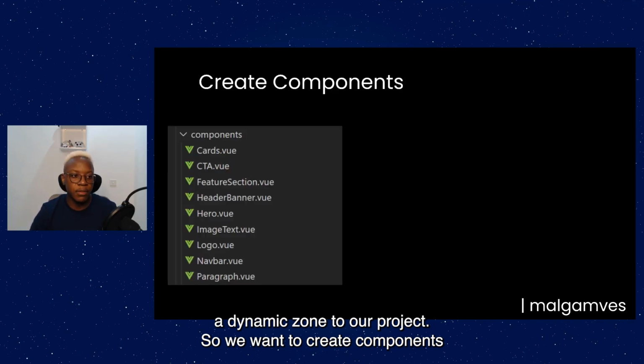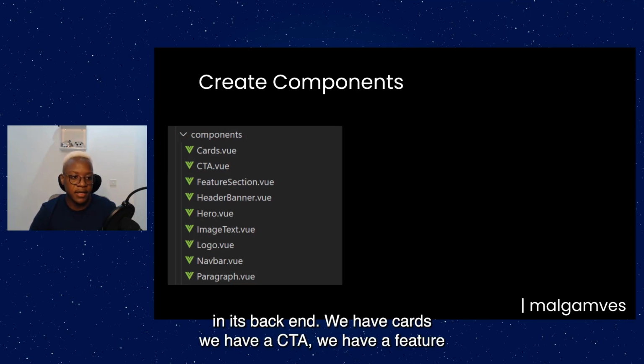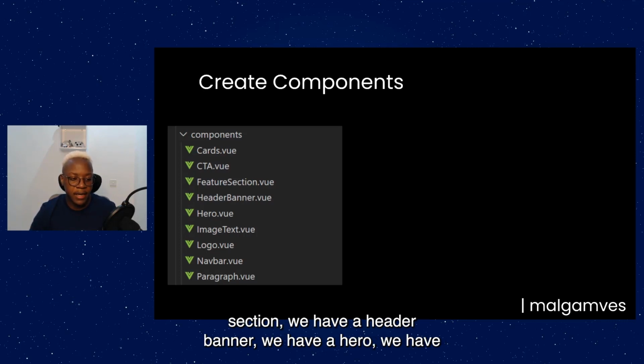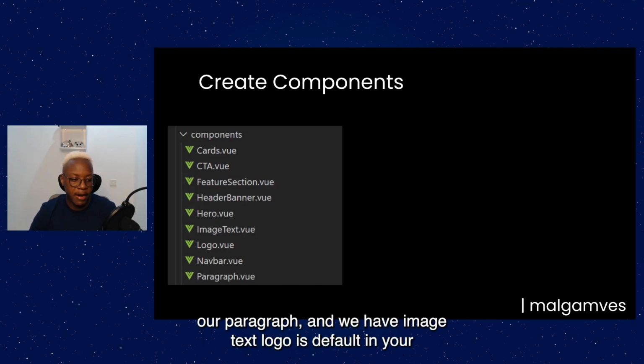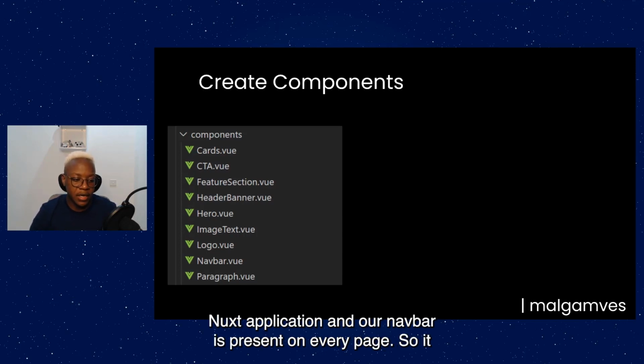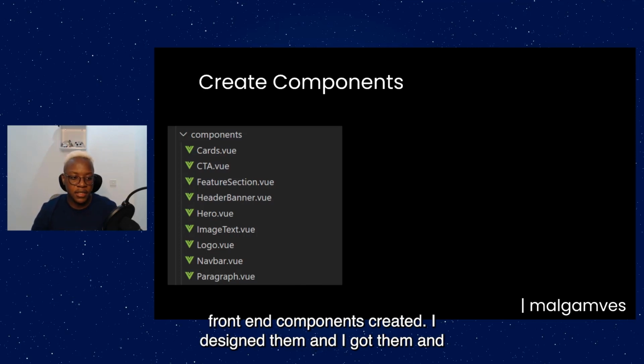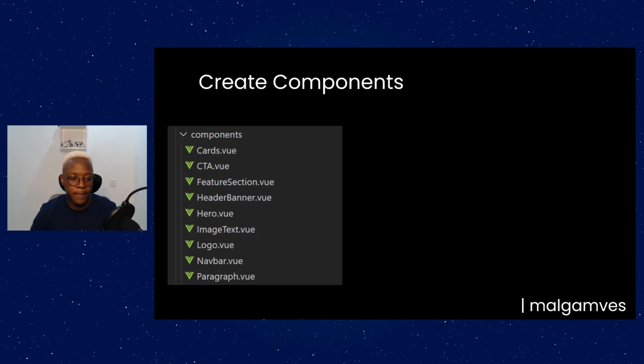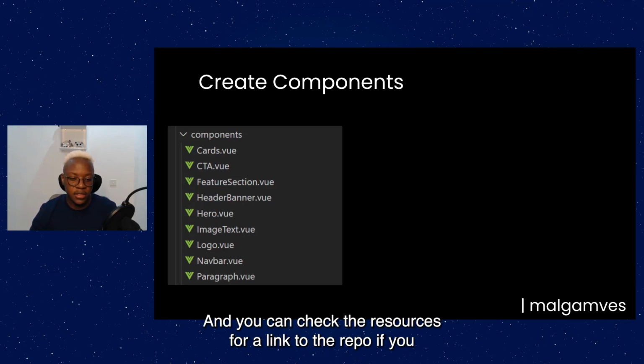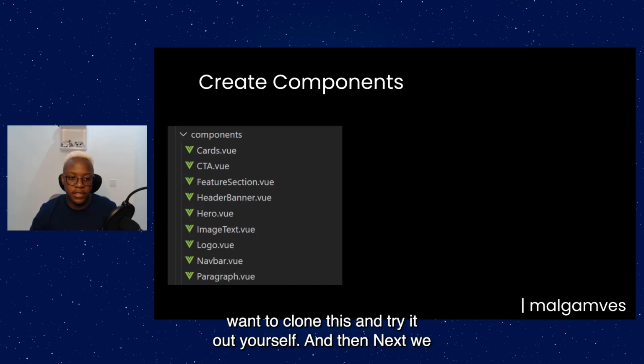So we want to create components. At the moment, the front-end application has these components in its backend. We have cards, we have a CTA, we have a feature section, we have a header banner, we have a hero, we have our paragraph, and we have image text. Logo is default in your Nuxt application, and our nav bar is present on every page. So it isn't necessarily part of this modular building. So we have our front-end components created. I designed them and built them using Tailwind CSS, and you can check the resources for a link to the repo if you want to clone this and try it out yourself.